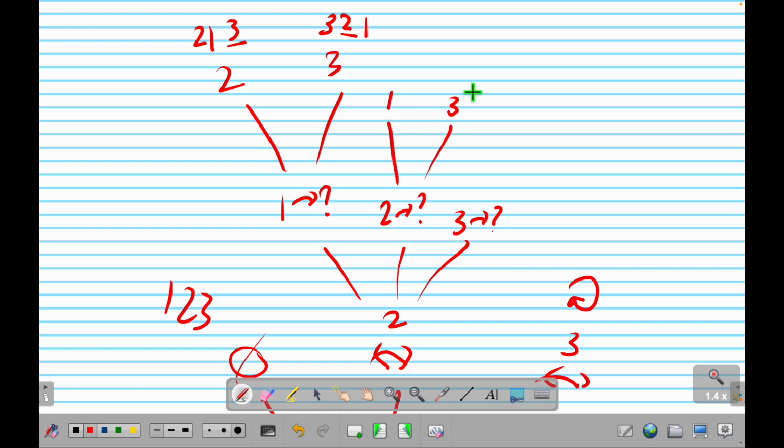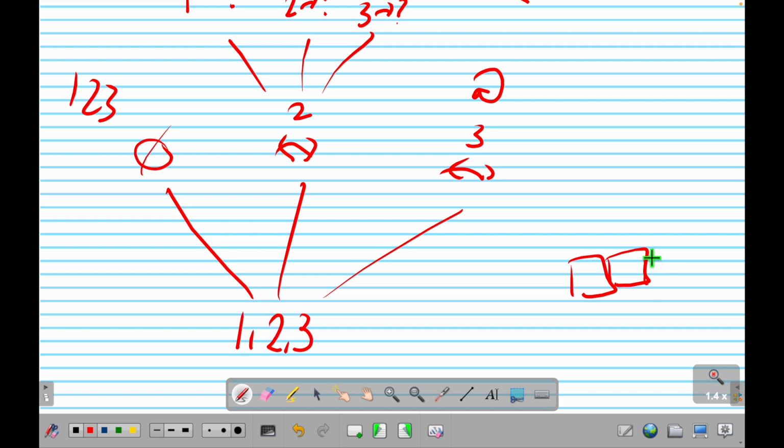I swap with 1 and I swap with 3. For this case, 3 does not move. For this case, 1 does not move. You will see some of them repeat. Then when you swap 3, you can swap 1 and swap 2. And lastly, you swap everything. You have 3 boxes. You do not allow any box to stay in its original location, so you either go like this or you go like this.